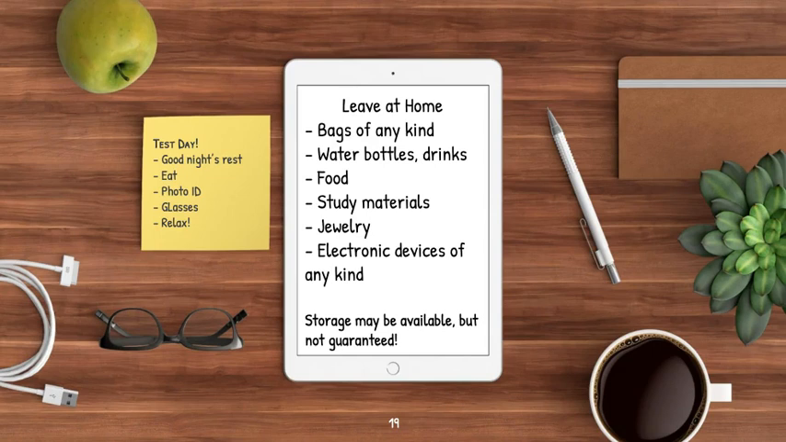They're not going to let you bring any bags of any kind into the center, as well as any kind of study materials. They're also going to be very strict on the jewelry that you wear. Usually a wedding ring and an engagement ring are okay, but that's about it. And then, of course, electronic devices of any kind, and that includes smartwatches and, of course, your phones, iPads. Laptops just need to be left either in your car or at home.